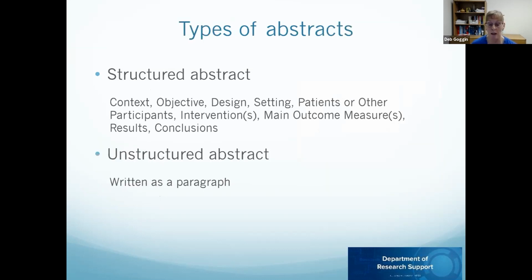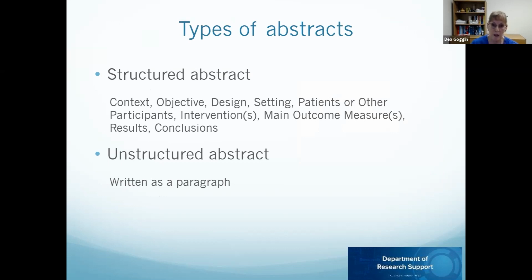So we're going to get a little bit more specific about abstracts because there are two different types of abstracts for journal articles: your structured abstract and your unstructured abstract. An unstructured abstract you just write as a paragraph. And typically unstructured abstracts are much shorter, like a 150 to 200 word limit. So you're very, very limited in those.